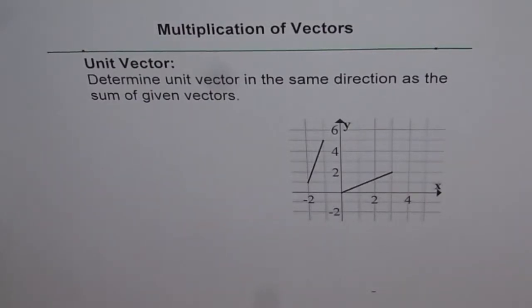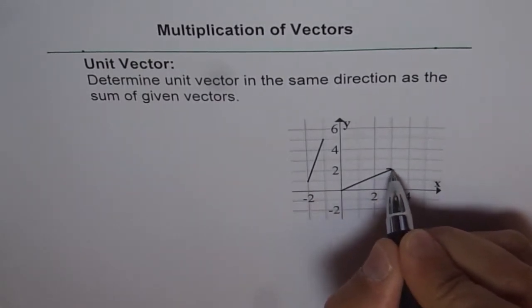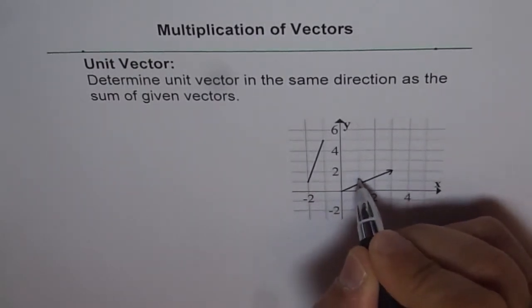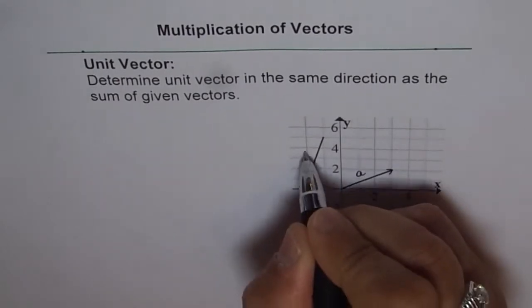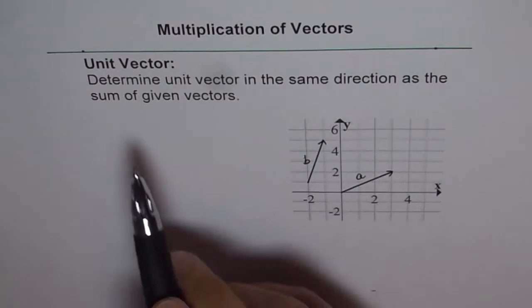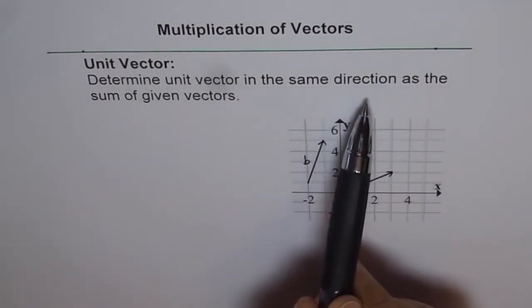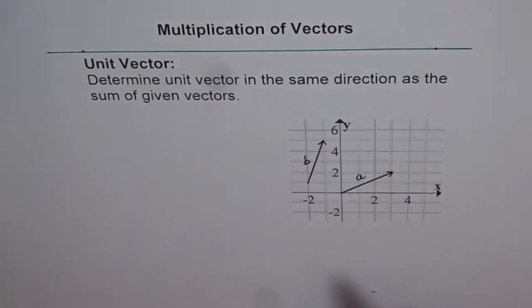Multiplication of vectors. Let's try to find a unit vector in the same direction as the sum of vectors. Here is an example. We have two vectors here, so let me give them names. Let's say this is my vector A and this is my vector B. Now, the question here is: determine the unit vector in the same direction as the sum of the given vectors.